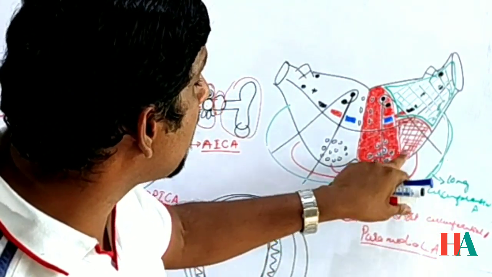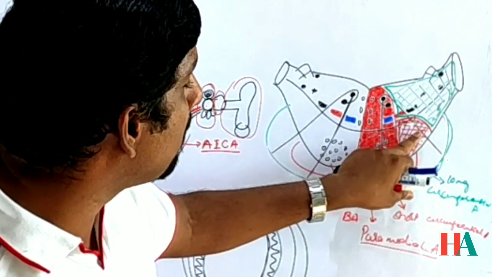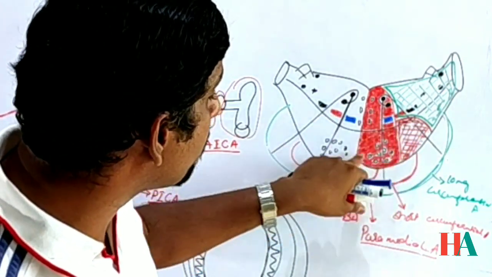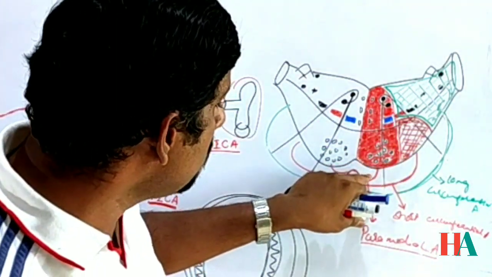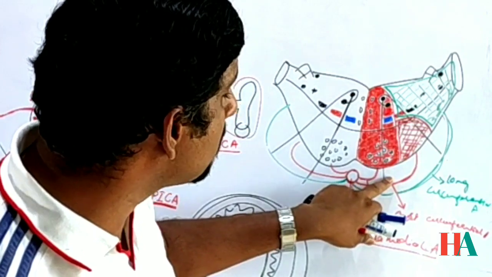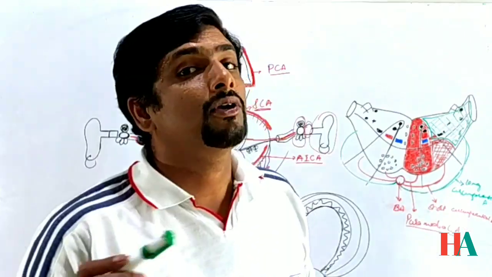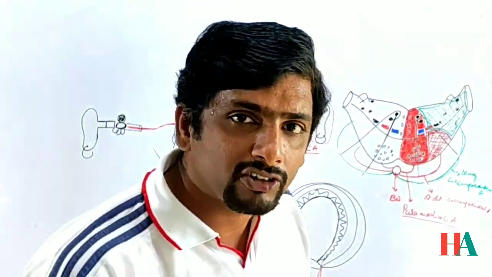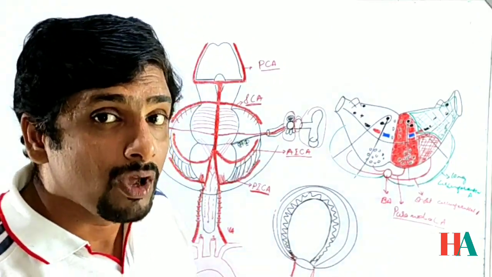The short circumferential arteries are going to supply this much area of the pons, the basilar part of the pons in the middle part, and the paramedian artery is a small branch but has a lot of importance in supplying the pons. So these are the paramedian, short circumferential and long circumferential branches. Because of occlusion of these arteries, we have many clinically applied aspects.